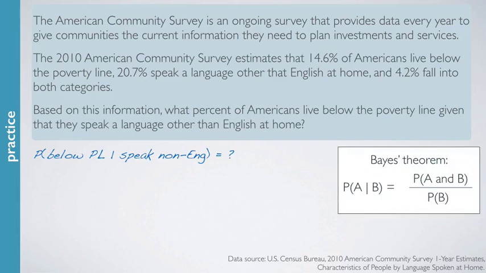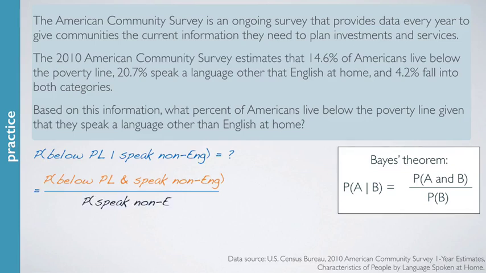Since this is a conditional probability, we will use Bayes' theorem, which says that probability of A given B is the joint probability of the two events divided by the marginal probability of the event we're conditioning on. In context, this is the probability of living below the poverty line and speaking a language other than English at home, divided by the probability of speaking a language other than English at home. Now we go back to the description of the survey findings to fish for the information that we need.